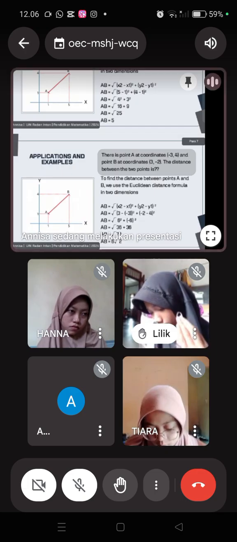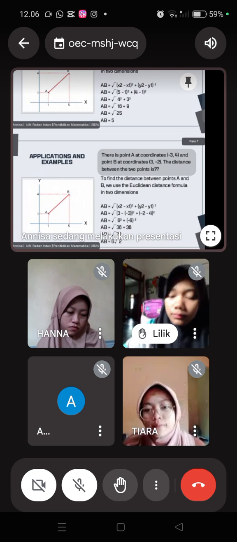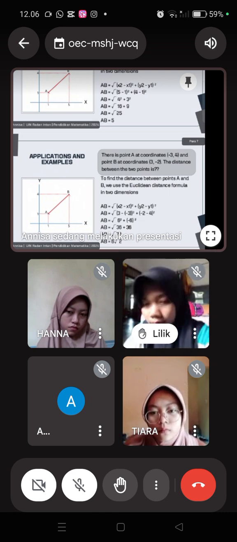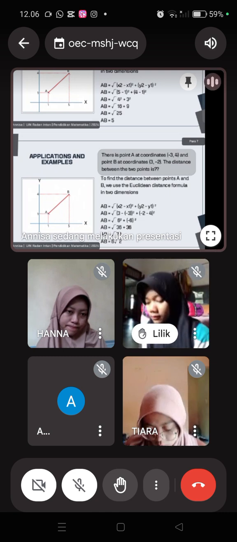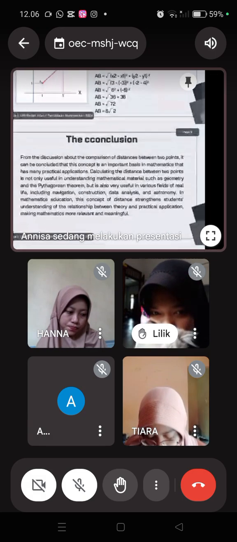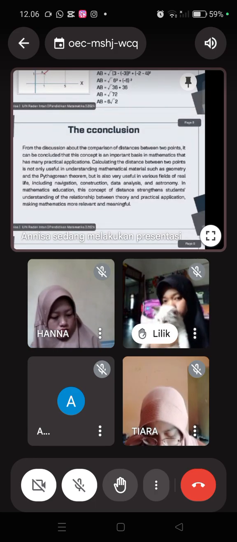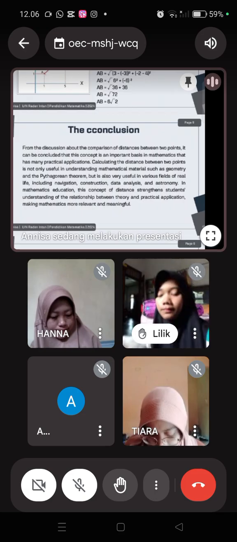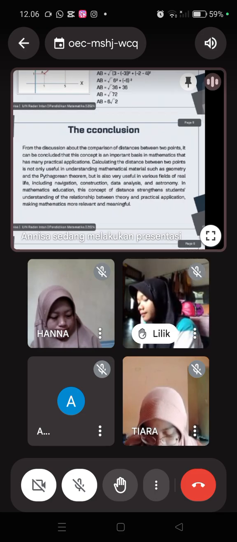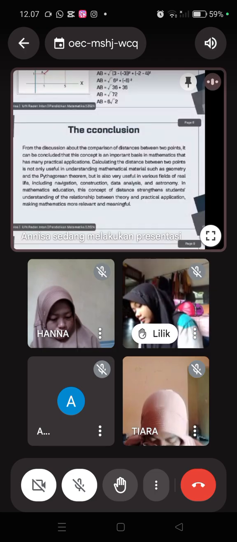Okay, that's right. So we can draw a conclusion from the discussion about the calculation of distance between two points. It can be concluded that this is an important basic concept in mathematics that has many practical applications.